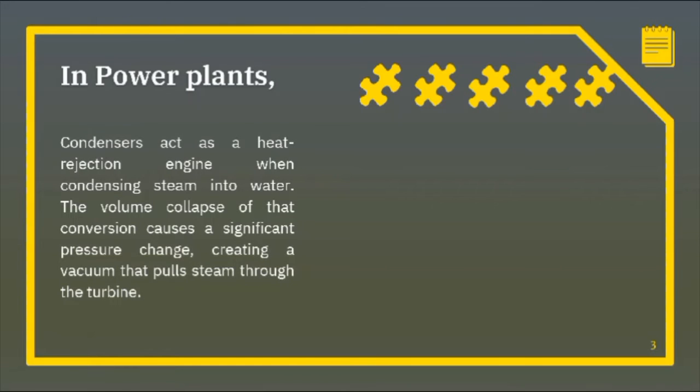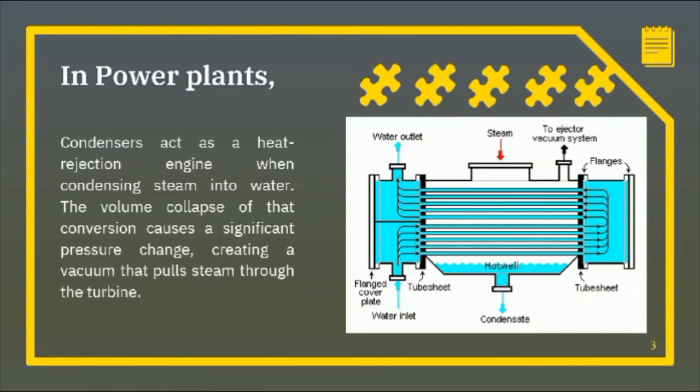In power plants, condensers act as a heat rejection engine when condensing steam into water. The volume collapse of that conversion causes a significant pressure change, creating a vacuum that pulls steam through the turbine. Because the heat transfer of the condenser drives the back end of the water-steam cycle, the efficiency of that heat exchange is crucial to optimizing the extraction of energy from the steam.